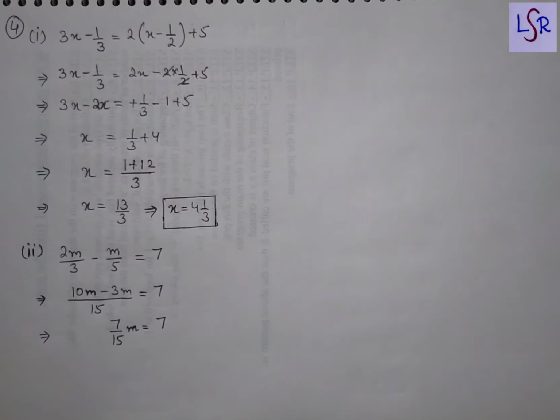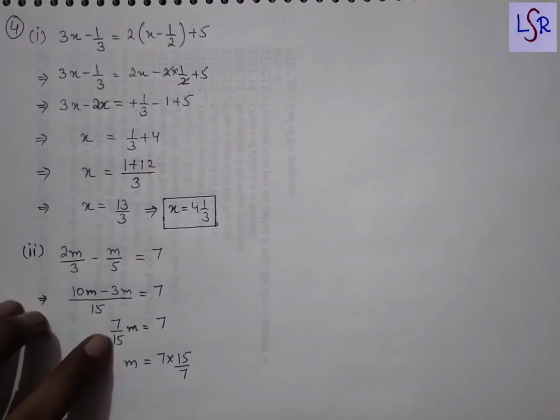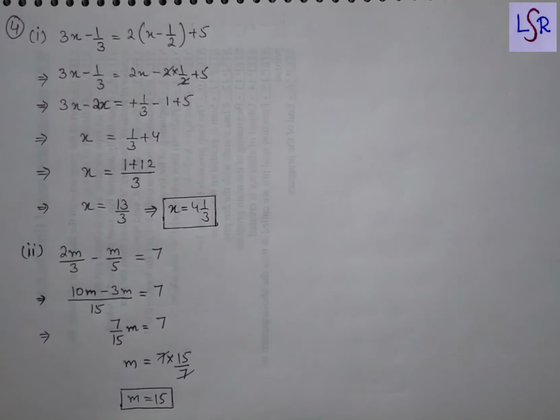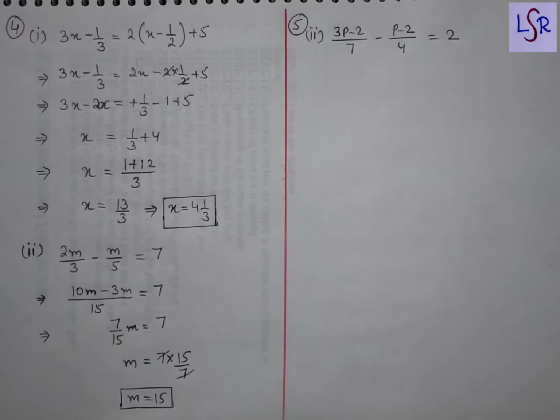Now we make a transpose of this one on the other side and multiply it by the reciprocal of it. Now we'll solve it for m, and here we got the value of m as 15. Now let's go for question number 5, second part.